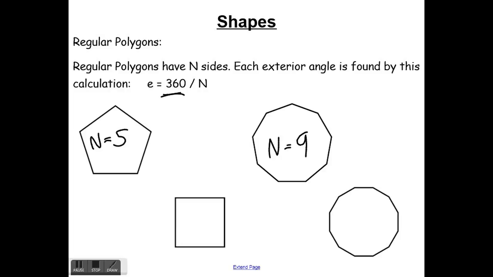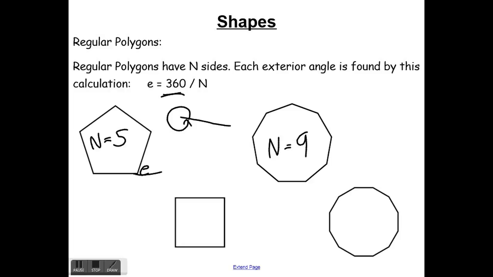So 360 degrees is because it's an entire circle. Like 360 degrees would be an angle all the way around. That's 360 degrees. The exterior angles on any polygon add up to 360 degrees, always. So that's why we have this here. Okay? So, what is the measurement of my exterior angle here? E equals 360 divided by 5. Which is?